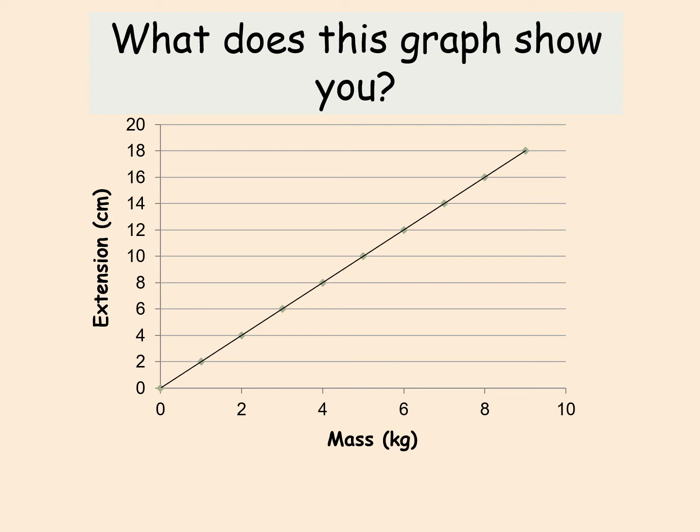It should be a straight line of best fit going up, because the two are directly proportional. So in this example, we've got the extension this time in centimeters because we're using larger masses. We're measuring in kilos rather than in grams. And we can see as one increases, so as it goes up in kilos, it's going up in the extension. So this graph shows us that extension and mass are directly proportional, and that is Hooke's law.